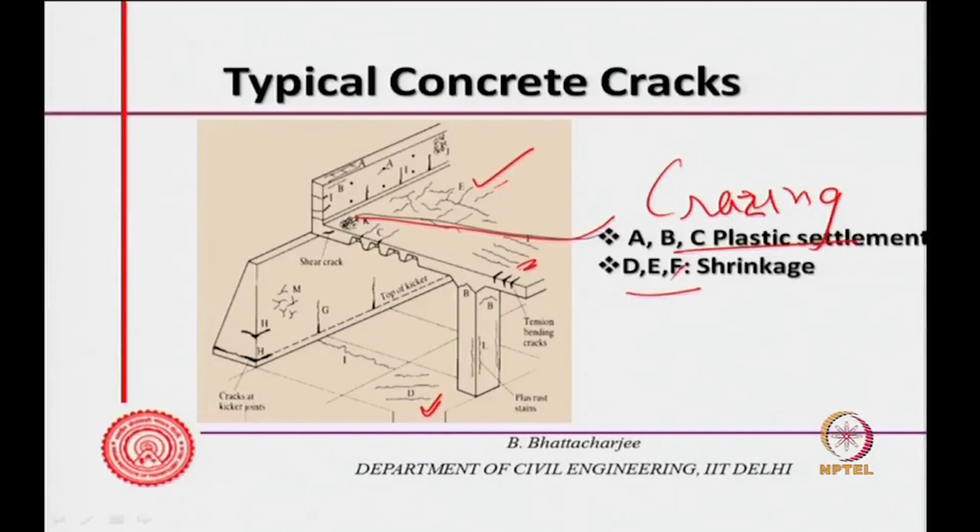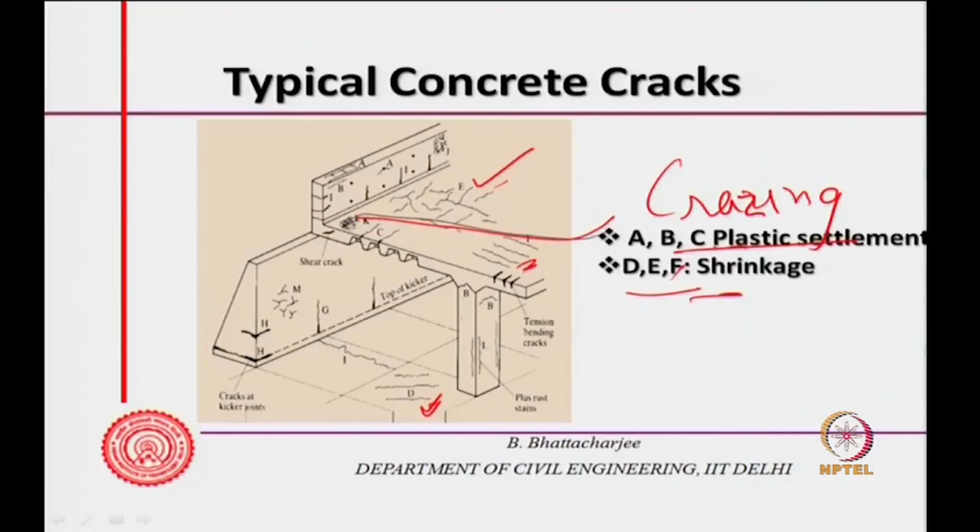These are shrinkage cracks. So, shrinkage cracks might appear like this. This will be largely surface. They might look like this at the surface, but if the section is thin, you might get them through and through also. So, these are the shrinkage cracks actually.